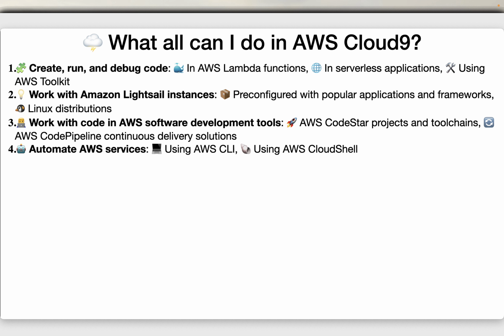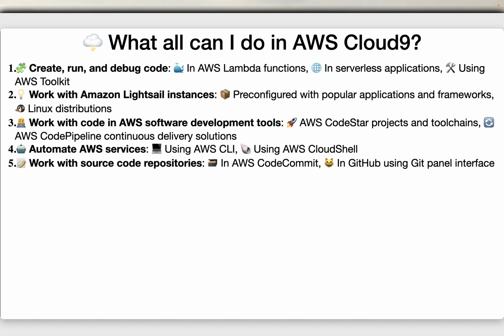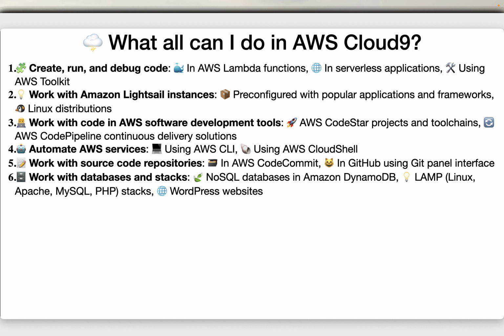You can automate AWS services by using AWS CLI and AWS Cloud Shell, because that is also integrated directly in Cloud9. The support for CLI and Cloud Shell. You can work with source code repository in AWS CodeCommit, and you can work with source code repository in GitHub using the Git panel interface. You can work with NoSQL databases in Amazon DynamoDB. You can work with LAMP stack. You can work with WordPress websites.